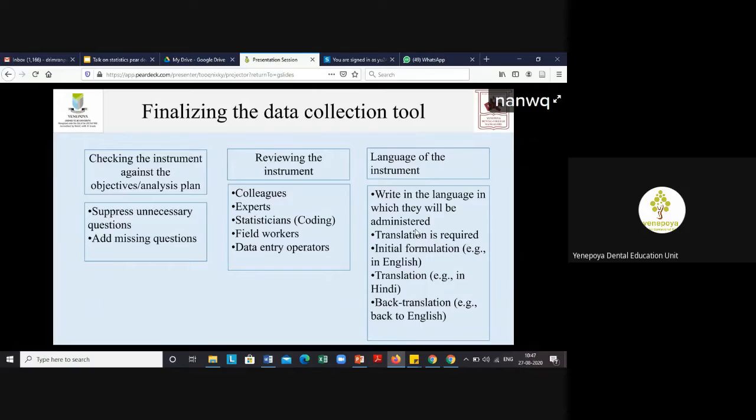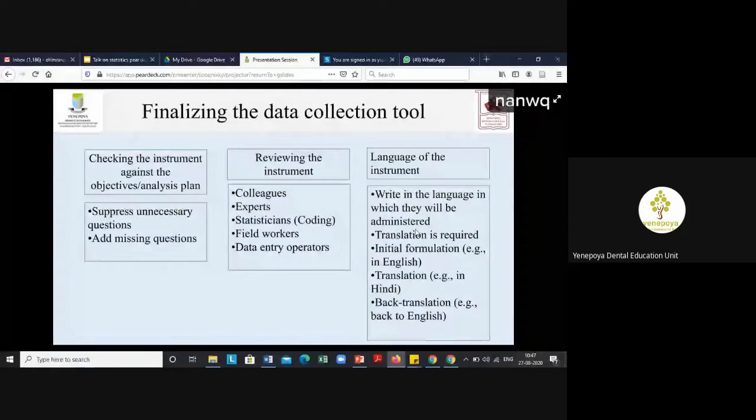Even the field workers, inform them, because they cannot put 0 instead of 1. You have to train them. Data entry operators, after collection of the data, please instruct the data entry operator also about 0 and 1. If they enter the data wrongly, all the effort you have taken will become nil.